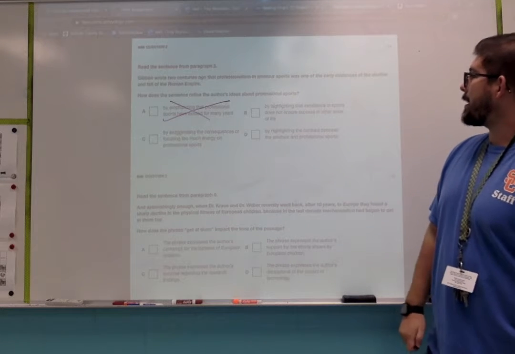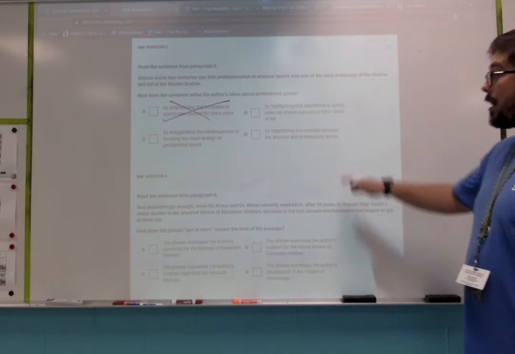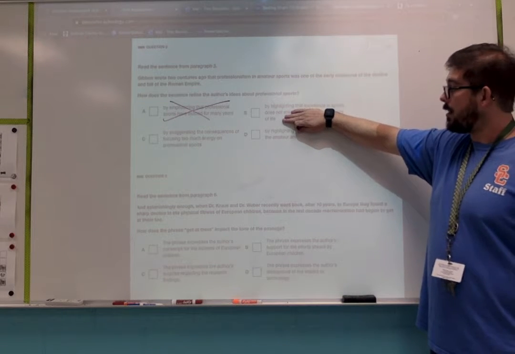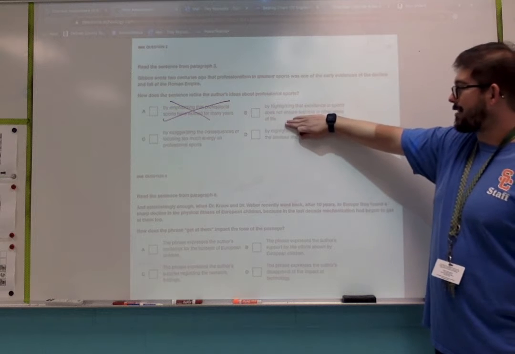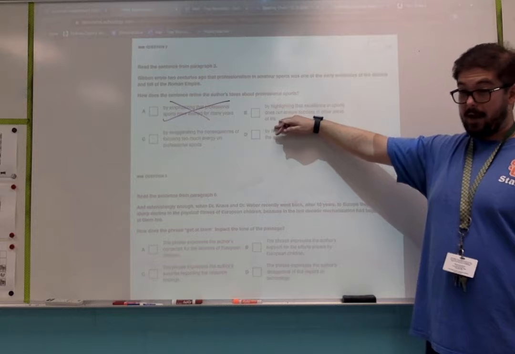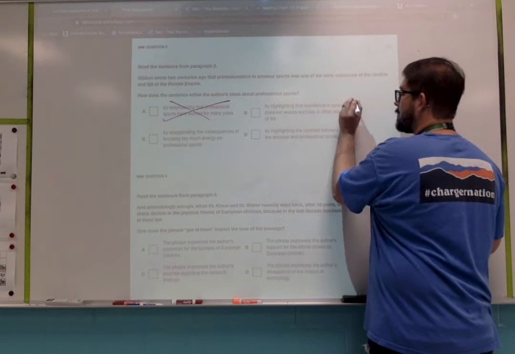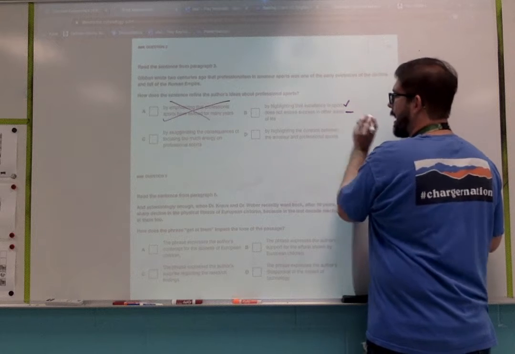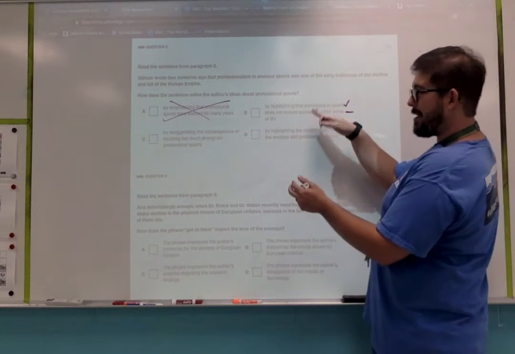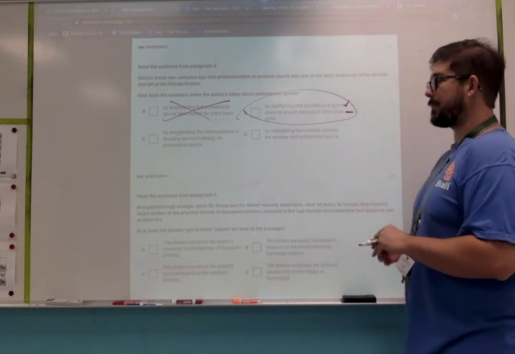B, by highlighting that excellence in sports does not ensure success in other areas of life. He did highlight excellence in sports, the professionalism idea, but he does not talk about success in other areas of life. So here we have a partially kind of correct answer. Yes, he did talk about excellence in sports, but no, he did not talk about success in other areas of life. So this is kind of like a maybe half right, half wrong. We'll circle it for now, but we'll come back to it.